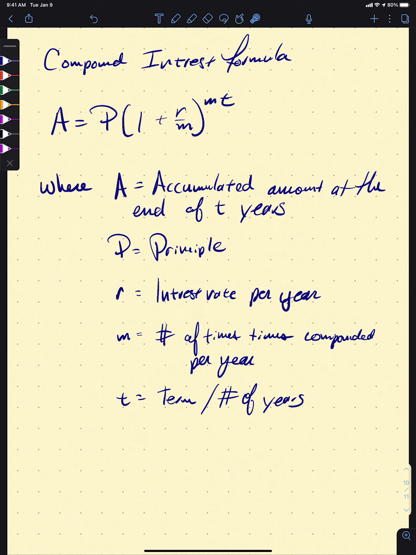Versus t and A, t is our variable, and A is the output, okay? So we can run a quick example to see what this behavior is actually like. So let's say find the accumulated amount after 3 years.